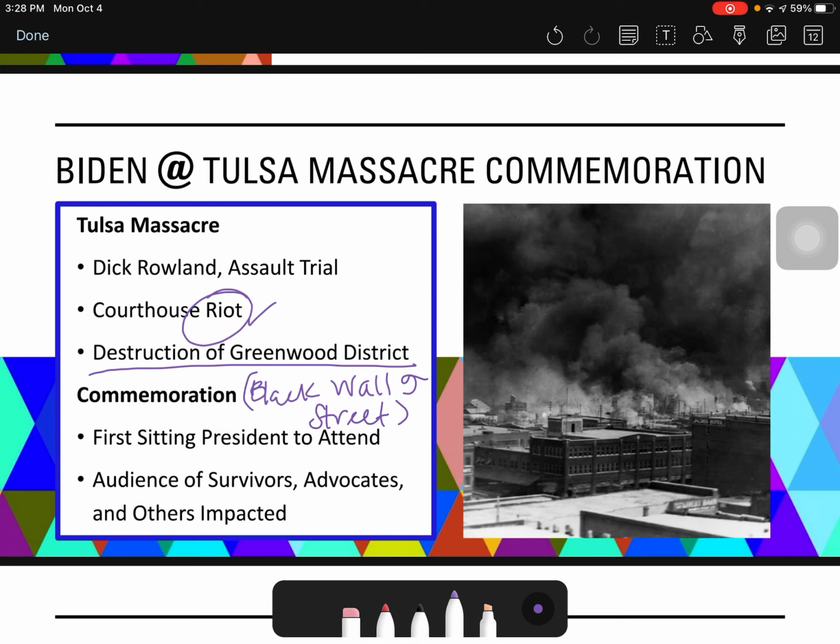So fast forward to 2021, and it is the 100-year anniversary, and they were having this commemoration event, and Biden is asked to attend, and he's actually the first sitting American president to not only attend, but to really acknowledge the events of the Tulsa Massacre. So his audience is made up of a few survivors. Granted, they are elderly at this point, but there are survivors. They're family members in consequent generations. There are advocates for different racial inequalities and causes. And then there's just kind of the general grouping of people who've been affected by this event from 100 years ago.